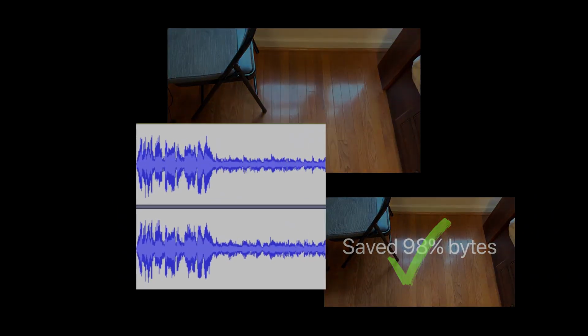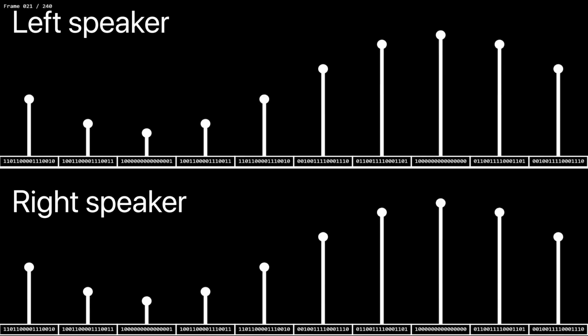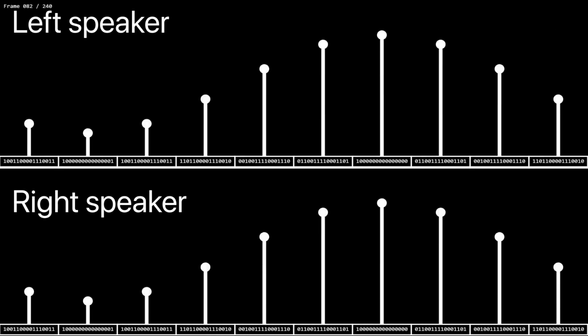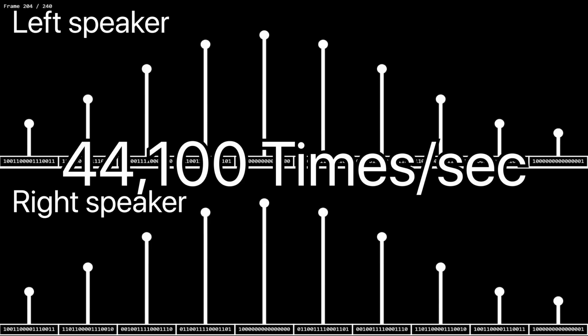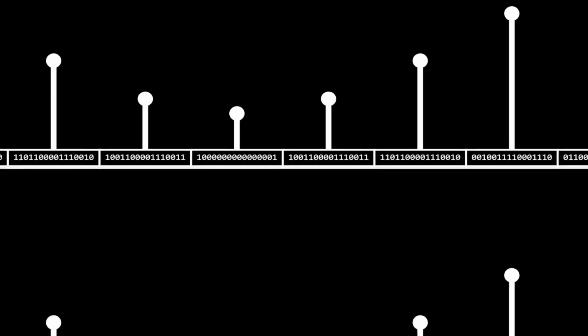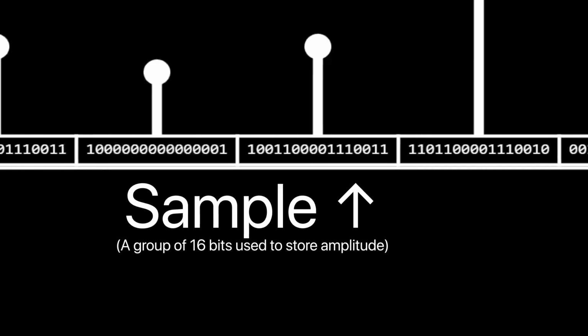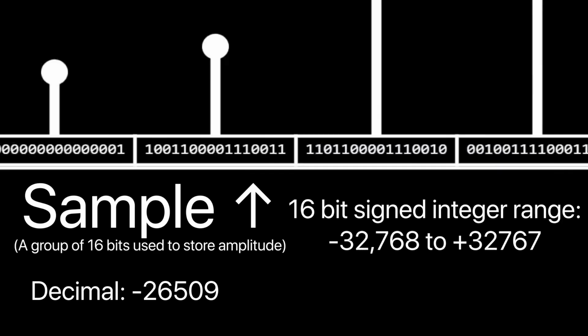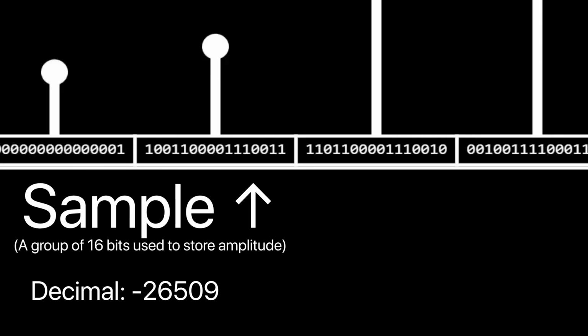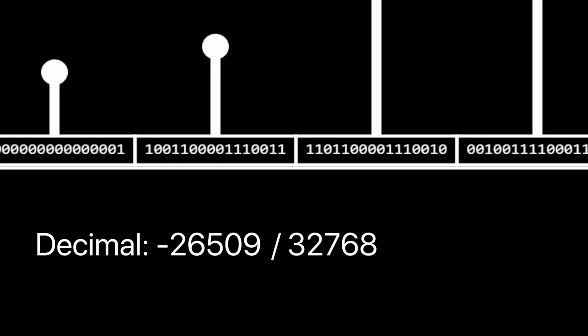Now, let's fix our audio. So, we're encoding the amplitude of the left and right speakers with 2 bytes, 44,100 times a second. Each 2 bytes we'll call a sample. Our samples will be 16-bit signed integers, ranging from -32768 to +32767. We'll divide them by 32,768, so they range from -1 to 1.